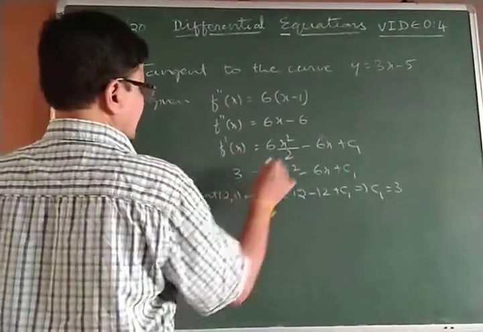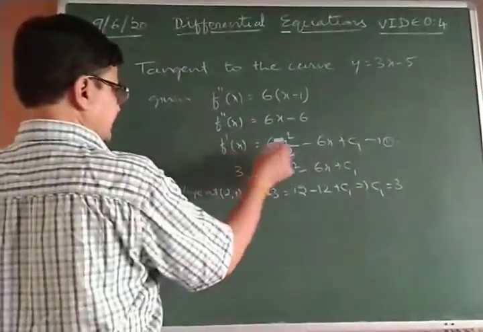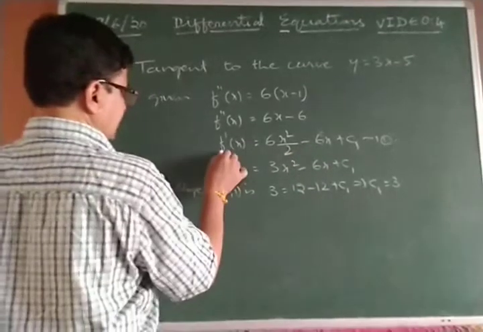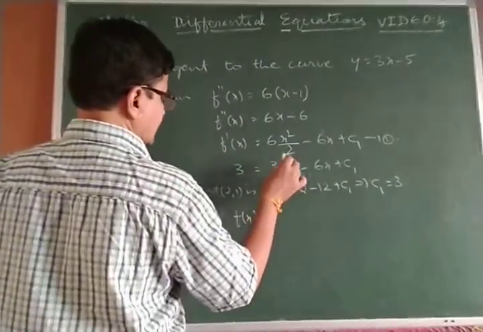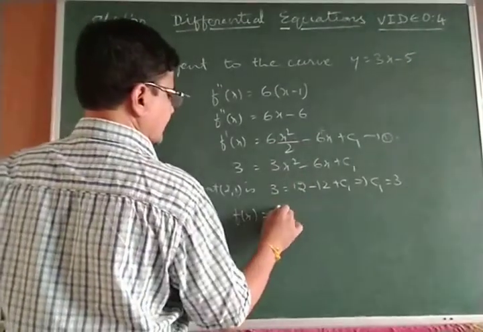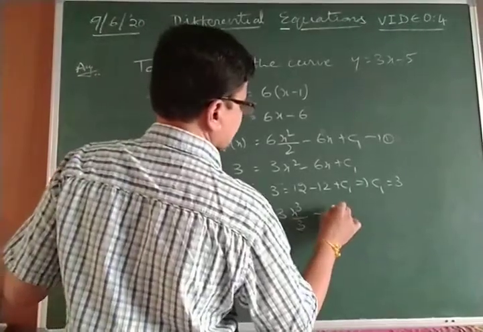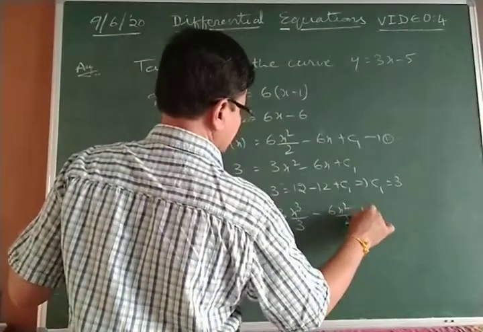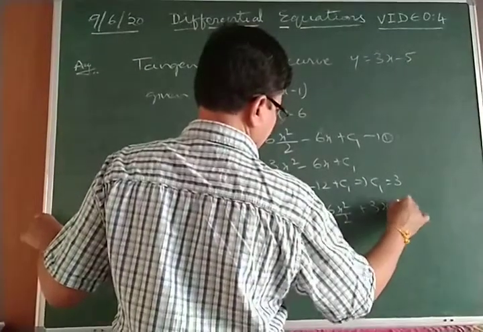Now this is f'(x). Again integrate on both sides. The integral of f'(x) is f(x), which is equal to 3x² integrated: 3 into x³/3 minus 6x²/2 plus 3 into x plus c2.